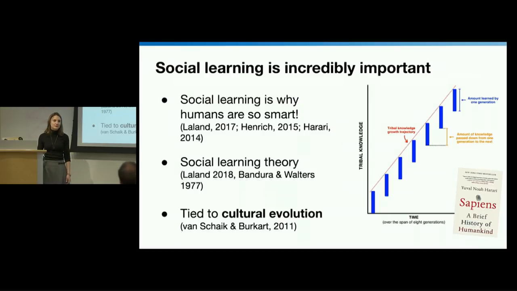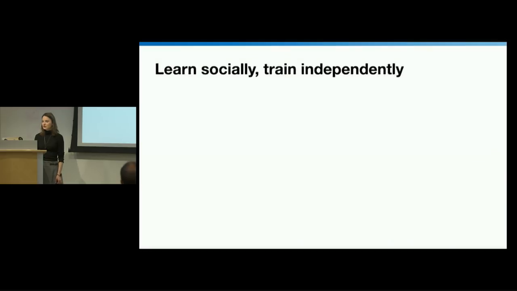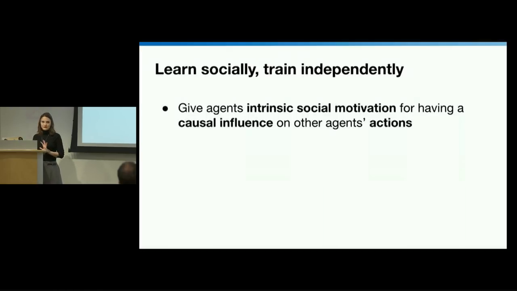Social learning is arguably critical to why I'm standing here talking to you about deep learning today, because of cultural evolution. So the question is, could we build some type of social learning into a multi-agent reinforcement learning system? You have multiple different AI agents in the same system. Could they somehow learn from each other? This is only a very basic approach to this, just one idea.